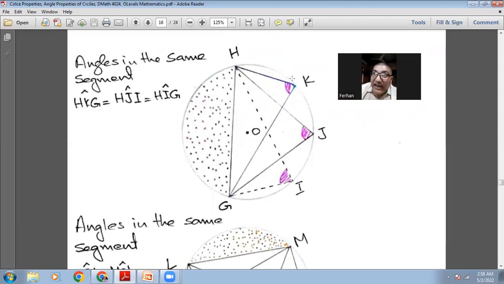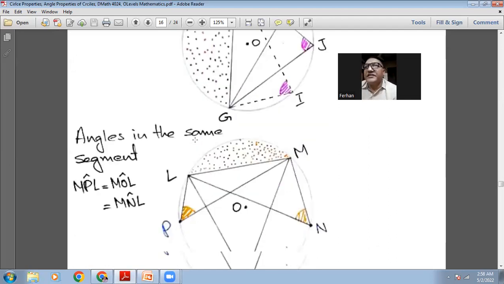If I join H with K and G with K, a certain angle is formed here. If I join H with J and G with J, a certain angle is formed here. H with I and G with I, and this angle is formed here. The important thing is that all these 3 points are in this major segment, in the same segment. So these 3 shaded angles will also be equal to each other. This is called angles in the same segment. So if this one is 30, this will be 30, and this will also be 30.